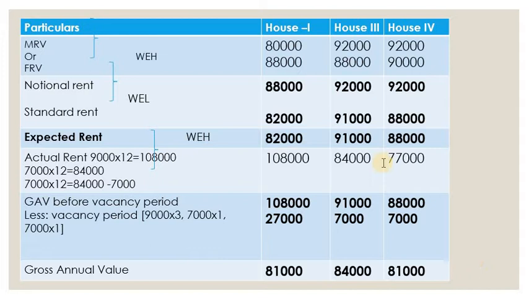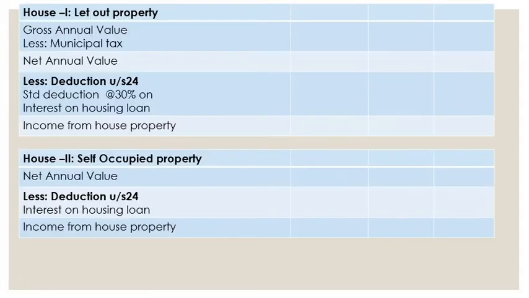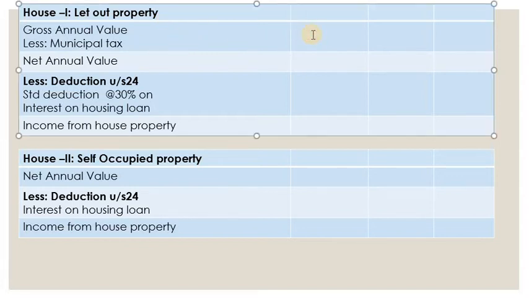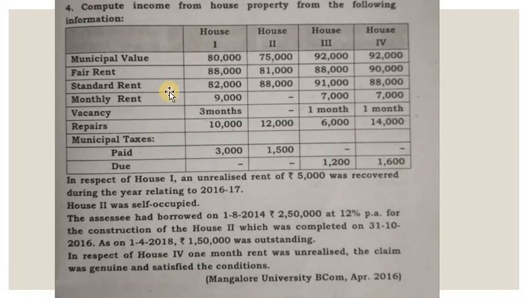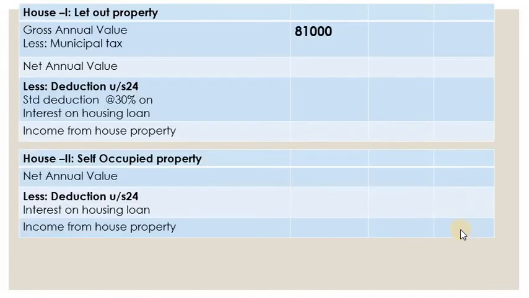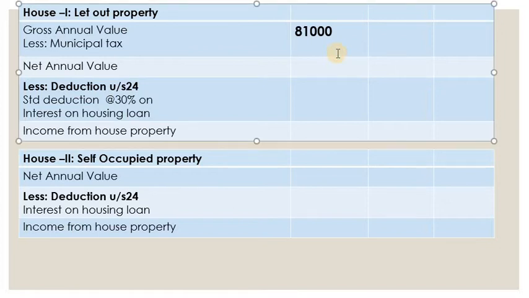So let's go to the calculation one by one. I have already written here. House 1 is let out property. So gross annual value is 81,000. Let us write down here 81,000. Then less municipal tax. To see the municipal tax, you have to go to the problem. It is 3,000. So write down 3,000. So you get the net annual value, it is 78,000.